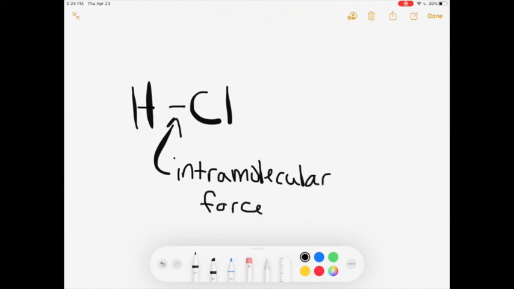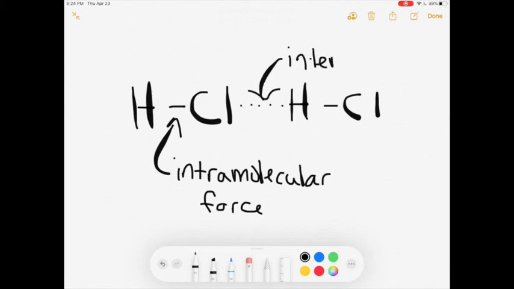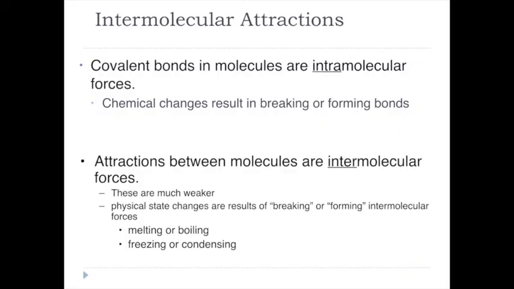But if I have another molecule come in, because I have a whole sample of HCl, okay, we're talking about the interaction right here. This is the intermolecular force. So we're talking about the interaction between the molecules. So intramolecular forces are much stronger than the intermolecular forces. Okay, so even though intramolecular forces are stronger, intermolecular forces are still strong enough to determine certain properties. So like melting and boiling point, freezing, condensing. So they're weak, but they're still strong enough for those properties.